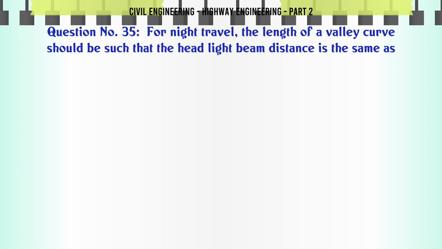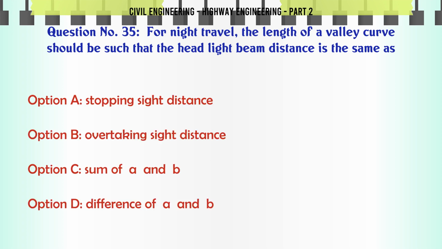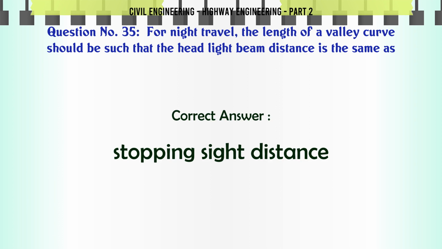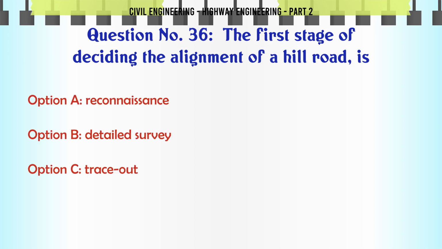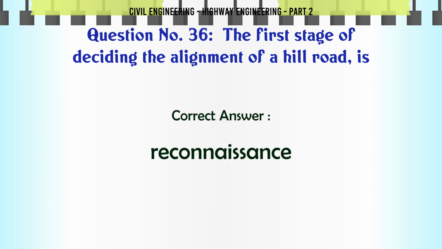For night travel, the length of a valley curve should be such that the headlight beam distance is the same as A. stopping sight distance, B. overtaking sight distance, C. sum of A and B, D. difference of A and B. The correct answer is stopping sight distance. The first stage of deciding the alignment of a hill road is A. reconnaissance, B. detailed survey, C. trace out, D. preliminary survey. The correct answer is reconnaissance.